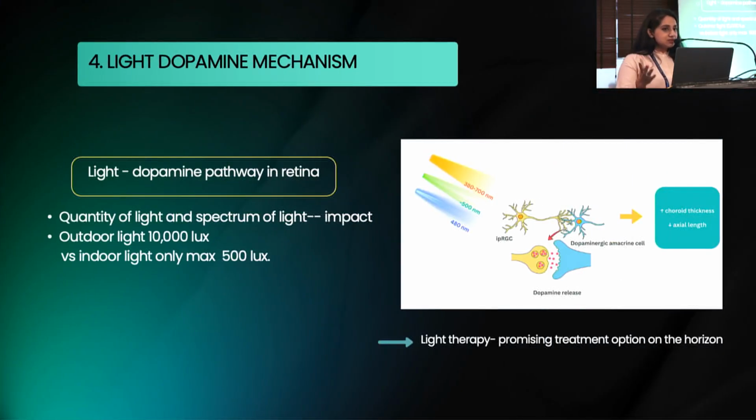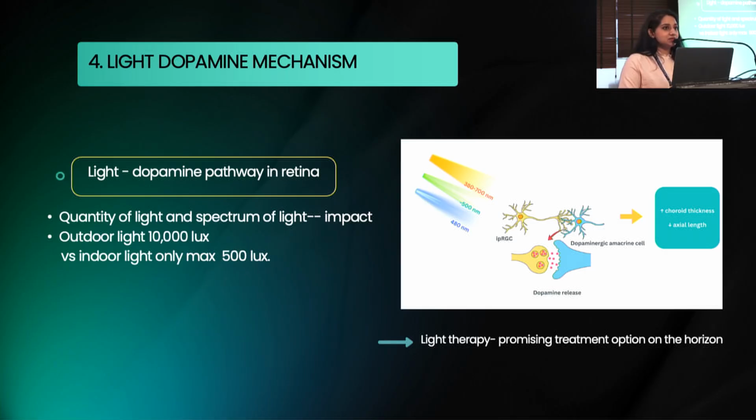The fourth and last theory is the light-dopamine mechanism, where the quantity and the spectrum of the light have a very big impact on axial length elongation. So when a particular type or amount of light comes into the retina, the intrinsic photosensitive retinal ganglion cells get activated and dopamine is released. And that dopamine release acts on axial length reduction along with an increase in choroidal thickness, and that is where the novel treatment right now comes into play.